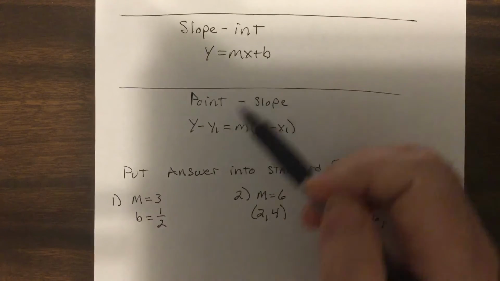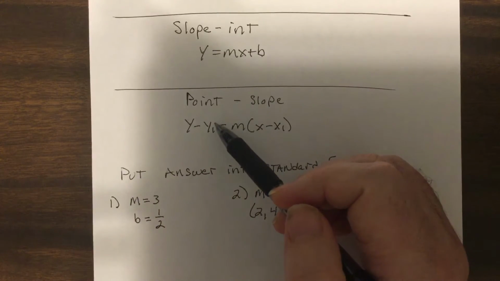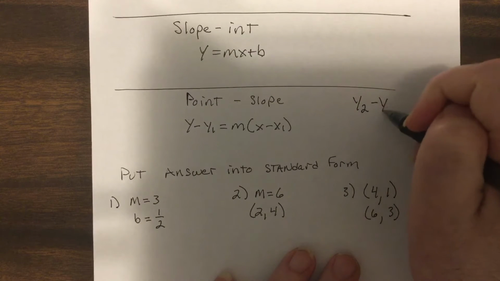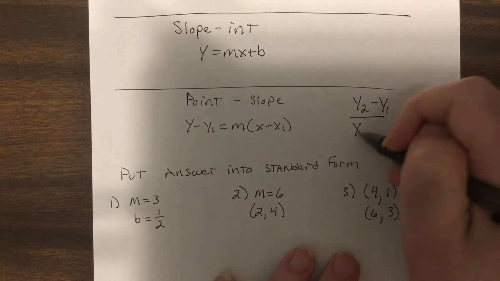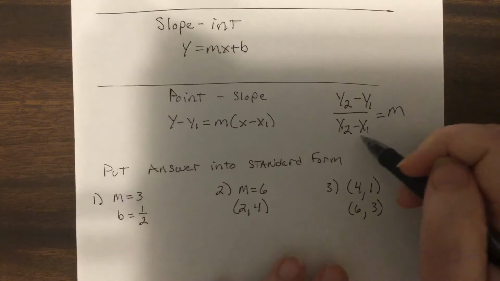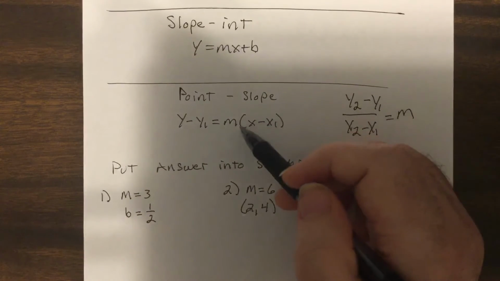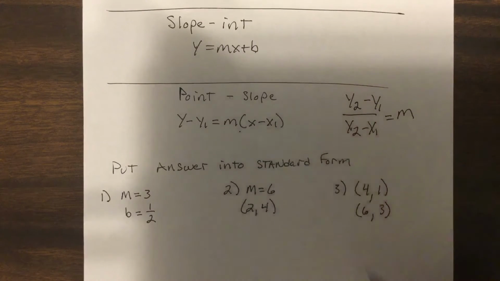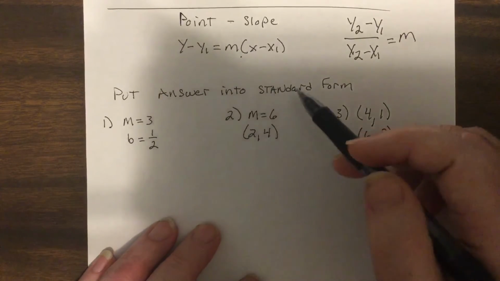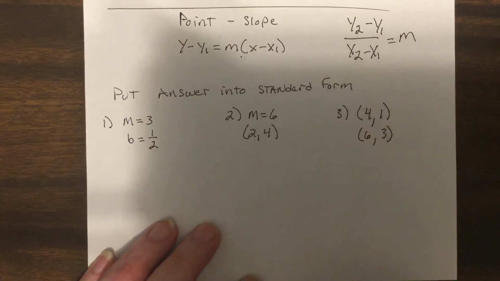And point-slope form, where they just took the slope formula. If you remember slope, change in y over change in x equals m. They just cross-multiplied and got this formula. So let's say we're given 3 sets of information. I want the answer to be put in standard form.